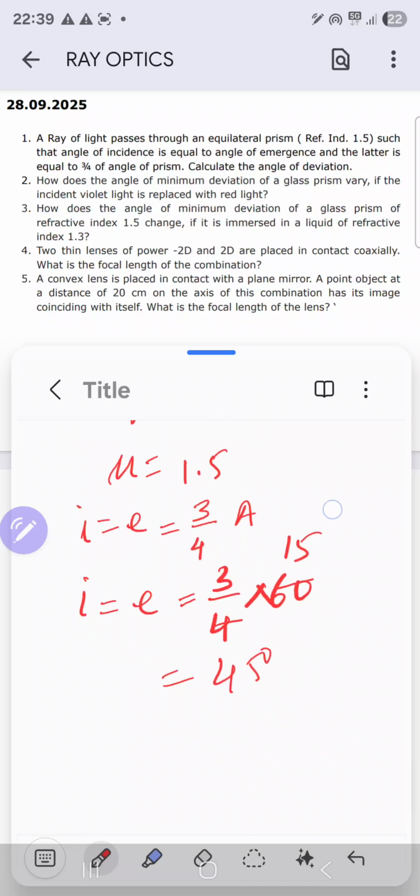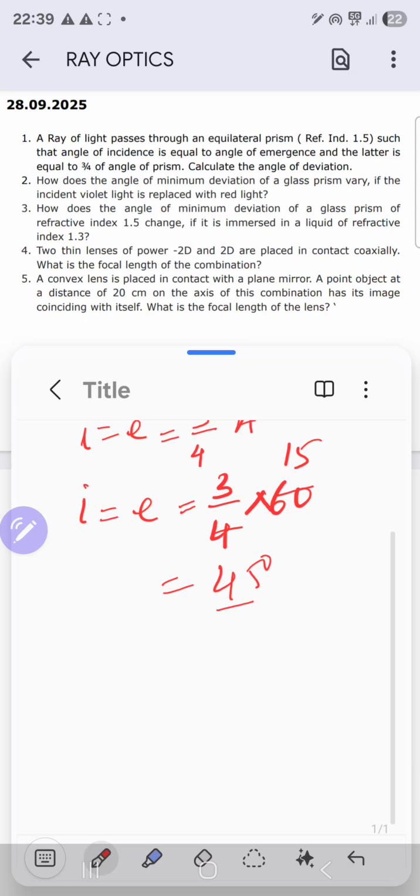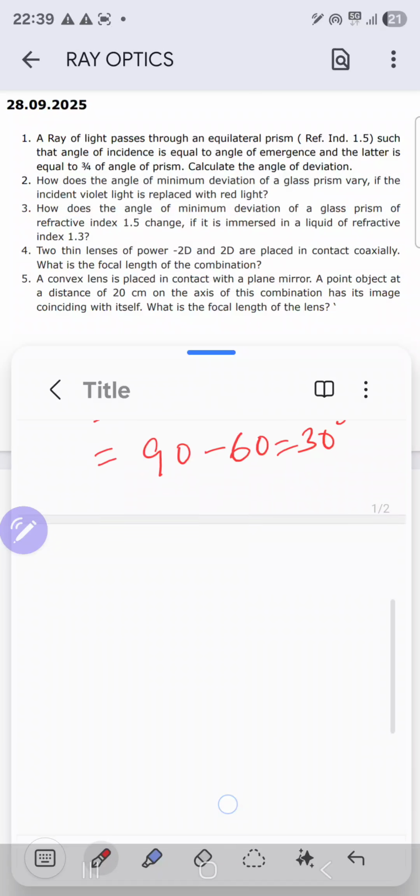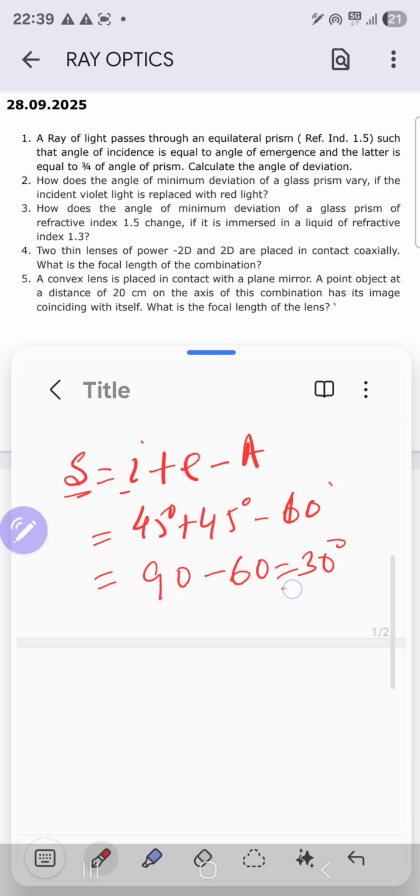So here the angle of emergence and the angle of incidence are 45 degrees, and what we have to find out here is to calculate the angle of deviation. Angle of deviation, we know, is i plus e minus A. So let's find out the angle of deviation. In this case, i and e, both of them, are 45, so 45 plus 45. Angle of prism is 60 degrees. So it would be 90 minus 60, that is 30 degrees. So this is the angle of deviation under the given condition, that is 30 degrees.